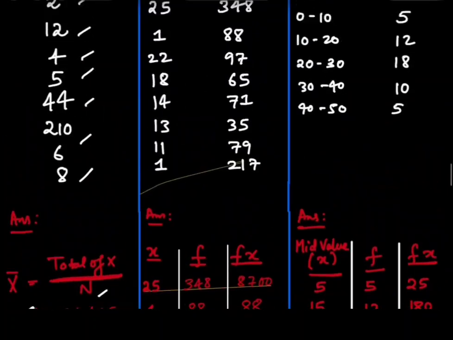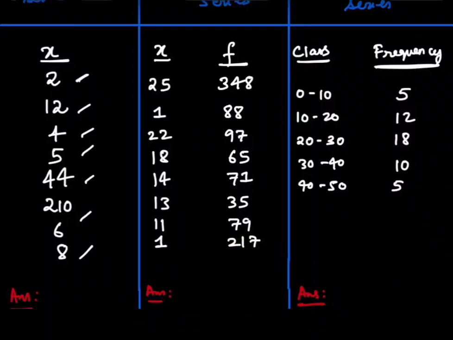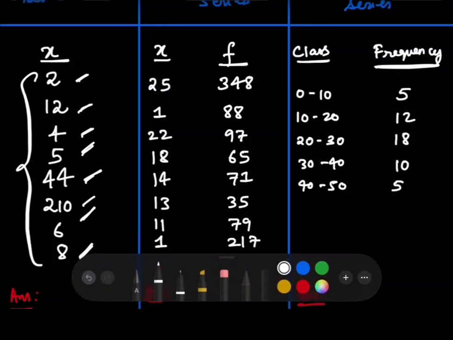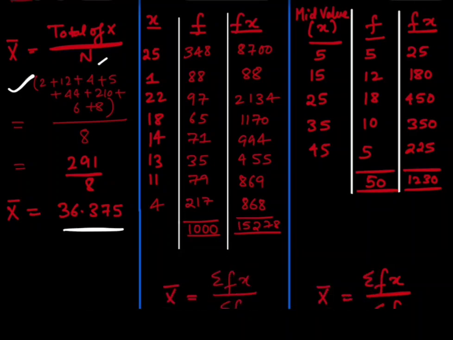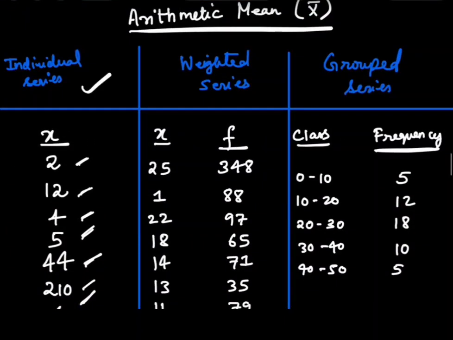What is n? N is the total number of items. Like here we have 1, 2, 3, 4, 5, 6, 7, 8. We have here 8 items. So here n is 8, and the sum total of all these is 291. So 291 by 8, which gives us 36.375. This is how we find the mean of an individual series.